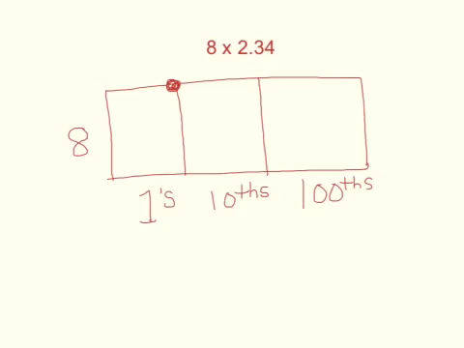And the next one, we have 8 times 2 and 34 hundredths. So again, keep everything in its place. 8 times 2 is 16. 8 times 3 is 24 tenths. And 8 times 4 is 32 hundredths. Our multiplication is done, and now we just need to make our adjustments.